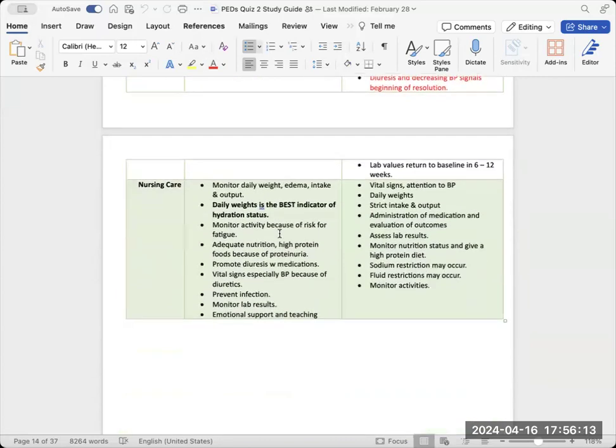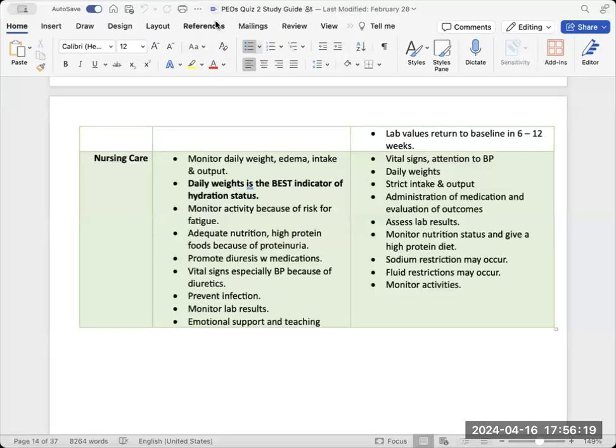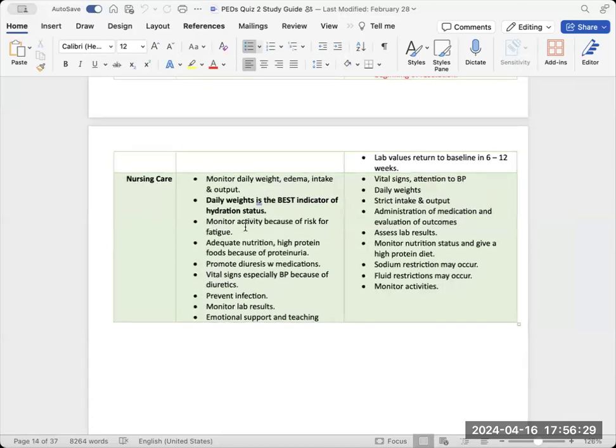So nursing care: monitor daily weights. Remember, daily weights are the best indicator of hydration status. We're going to monitor activity because they're at risk for fatigue. Good nutrition, make sure they have high protein. Both of them are going to have a high protein diet because they both have proteinuria. Vital signs, especially because these patients are taking diuretics to help with the edema, which means they can have orthostatic hypotension.